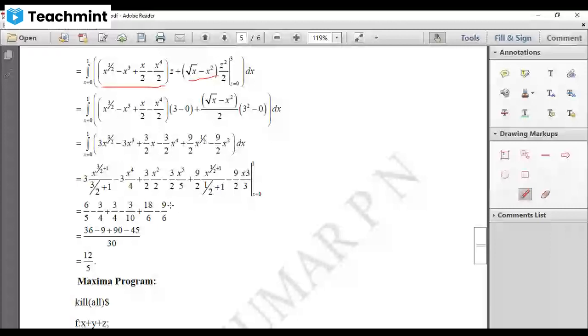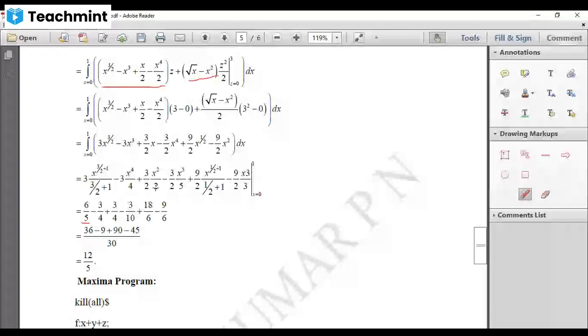Before applying the limit, remember 3 by 2 plus 1 is 5 by 2. If you send that one to the numerator, that becomes 2 by 5. 2 by 5 into 3 is 6 by 5. And if you apply the upper limit, 1 to the power of anything is 1, minus 0. So 1 minus 0 is 1. So simply you will get 6 by 5. Then this is minus 3 by 4 into 1 minus 0, which is 1. So 3 by 4 will come.